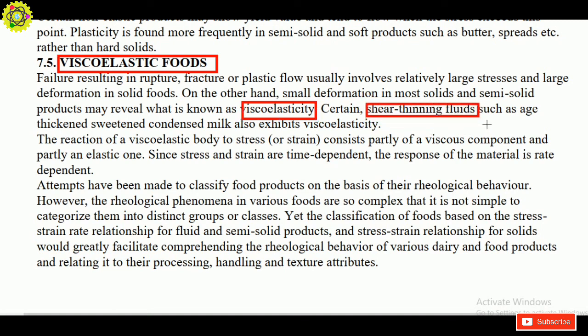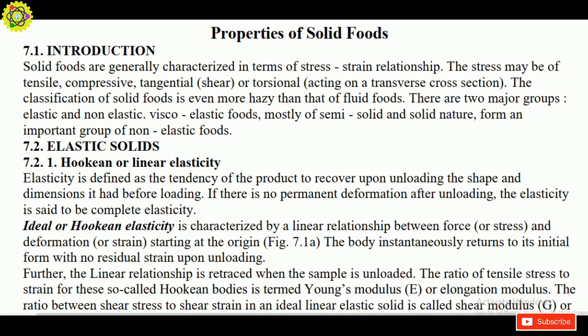Further friends, certain shear thinning fluids such as thickened, sweetened condensed milk also exhibit viscoelasticity. The reaction of a viscoelastic body to stress or strain consists partly of a viscous component and partly an elastic one. Since stress and strain are time dependent, the response of the material is rate dependent. So friends, in this video we have learned about properties of solid foods.